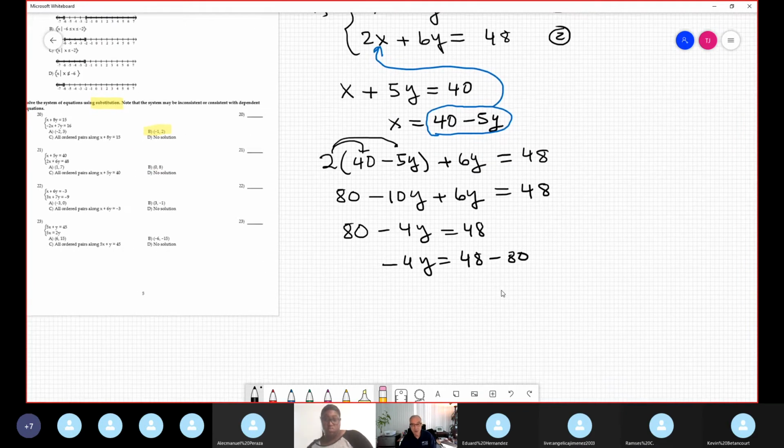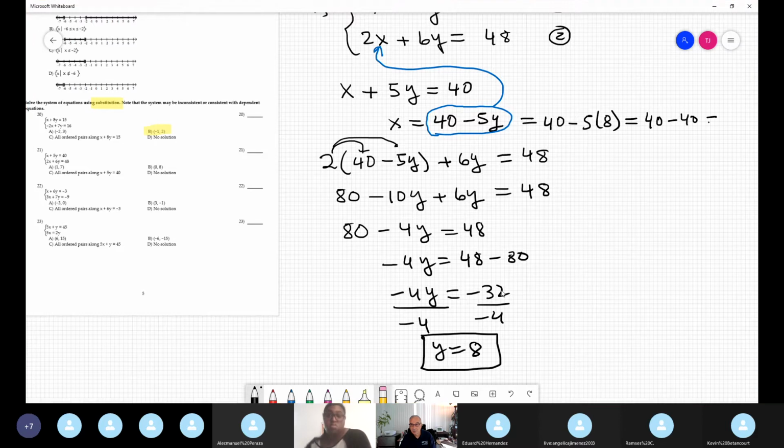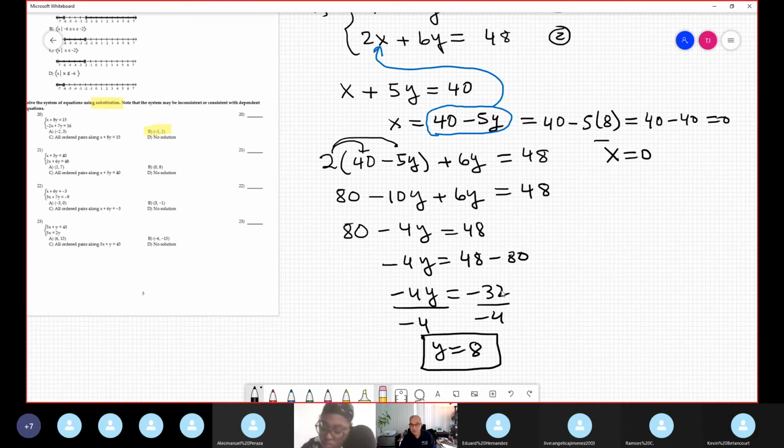So it's negative 4y is equal to negative 32 divided by negative 4 both sides. Y is equal to 8. Negative divided by negative is positive. Now substitution here, why not? 40 minus 5 times 8. Apply the order of operations, 5 times 8, 40, 40 minus 40 is 0. Okay, therefore x is 0 in this system. 0 is a value, perfectly possible. Now the solution is the ordered pair 0, 8. 0, 8 is the option B again.